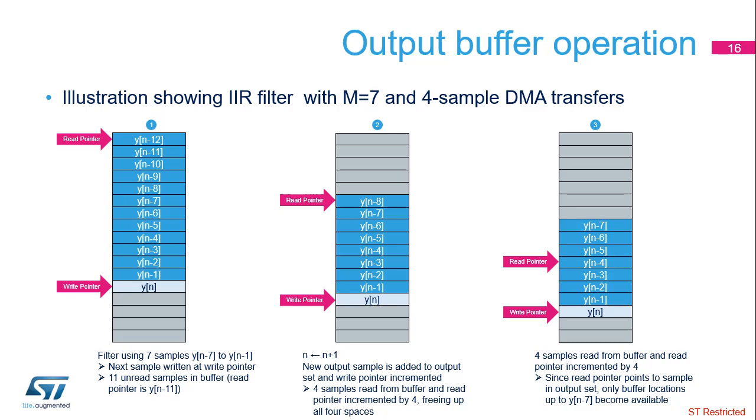During step 1, the filter calculates Y, N, from Y, N-7, to Y, N-1. 11 samples are unread. During step 2, N is incremented. The filter calculates Y, N, from Y, N-7, to Y, N-1. Software or DMA reads 4 samples, which shifts the read pointer to the oldest sample. During step 3, N is incremented. The filter calculates Y, N, from Y, N-7, to Y, N-1. Software or DMA again reads 4 samples, which shifts the read pointer to the oldest sample. However, samples Y, N-7 to Y, N-5 are not deallocated because they are used in the current calculation.